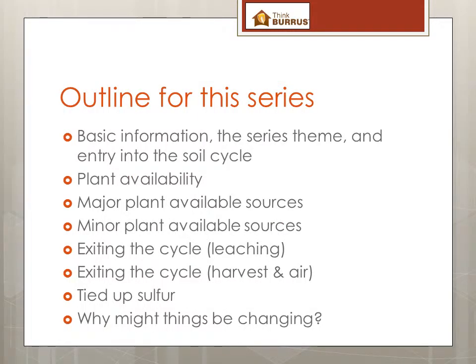As always, though, we want to review where we've been quickly, and we want to talk about where we are in the outline for this series. So this is where we are. We are in the second half of our third section, this topic of major plant available sources of sulfur. We began this series by talking about basic information, talking about what the plant uses sulfur for within it. We talked about the series theme, and we'll reference that here in just a second. And we talked about how sulfur actually gets into the soil sulfur cycle through atmospheric deposition and the application of fertilizer. From there, we talked about plant availability.